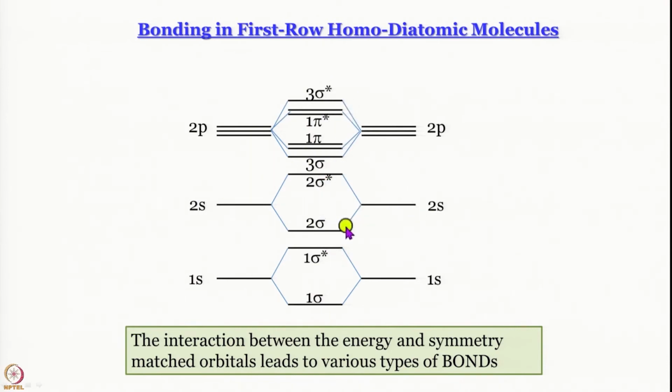Then 2s and 2s give you 2 sigma and 2 sigma star, 2pz and 2pz give 3 sigma and 3 sigma star, and then 2px and 2py, in this case they will not remain non-bonding, because this atom has 2px 2py, and this one also has 2px 2py. So, they are going to form pi MOs like this. This is 1 pi MO, this is 1 pi MO. Okay. Now, next thing to do is to fill in the electrons.